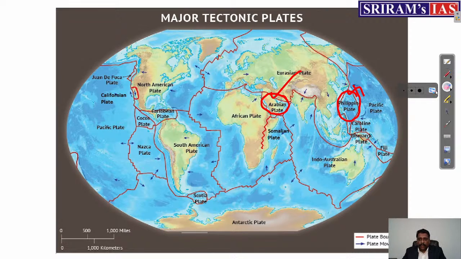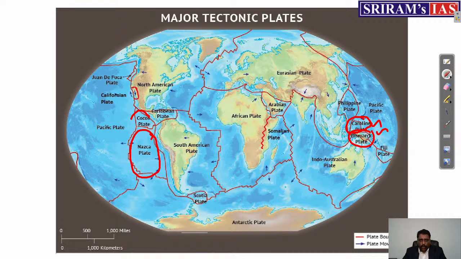If you want to remember, kindly remember the Caroline plate, Caroline and Bismarck, whose names may not suggest where they are, so remember them separately. Remember Caroline, Bismarck, Nazca, and Cocos. Even the Caribbean plate says where exactly it is. Scotia, I don't feel it is so important. So only these 4 plates, if you want to remember extra, kindly remember them.